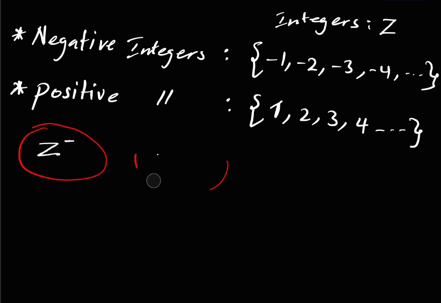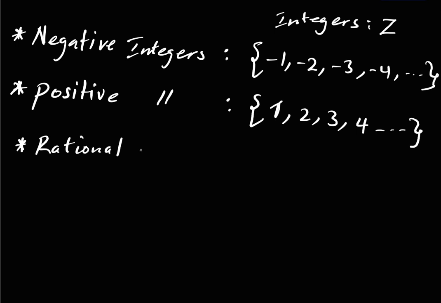Now, another type of numbers that we have is rational numbers. When we say rational numbers, what do we understand from rational numbers? Well, rational numbers are numbers that can be written in the form of a over b. Let me write this down: rational numbers.